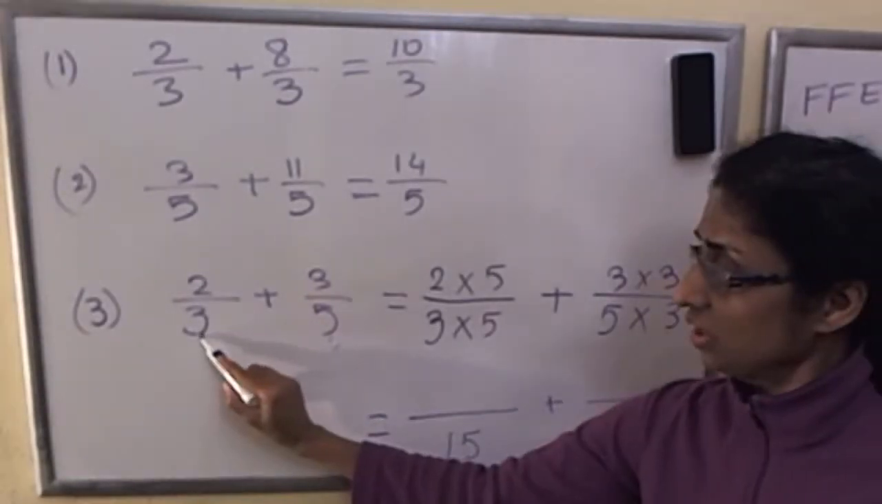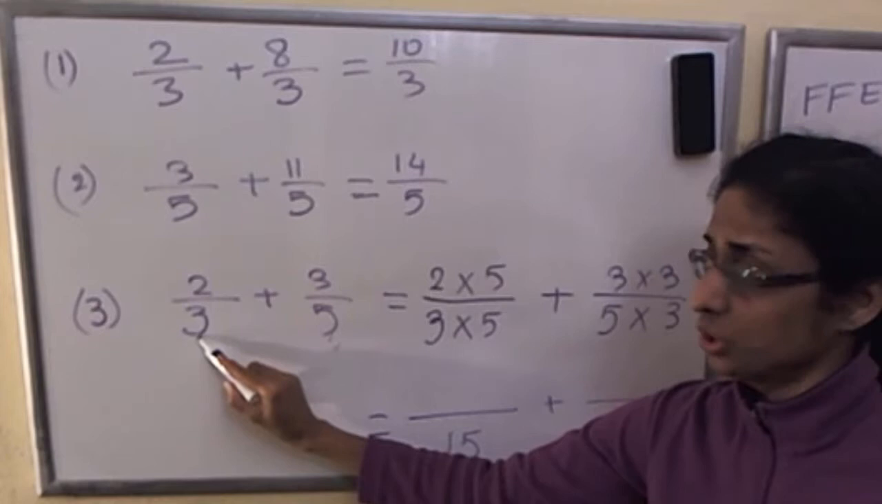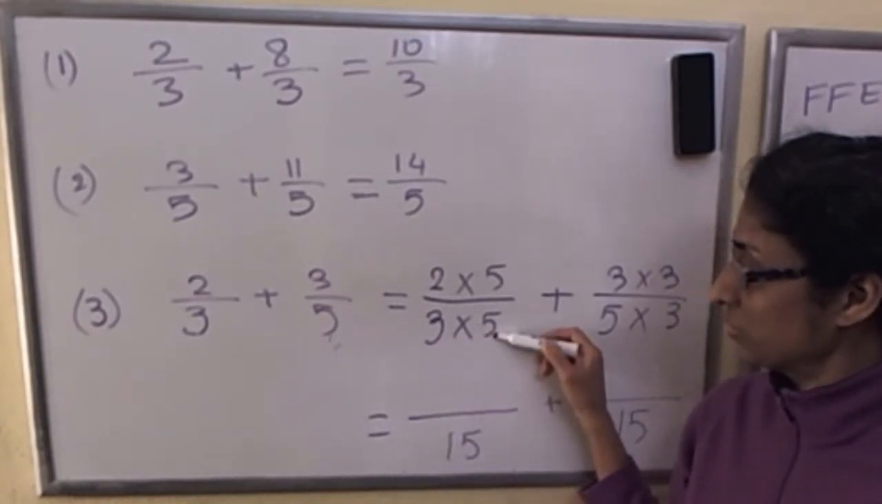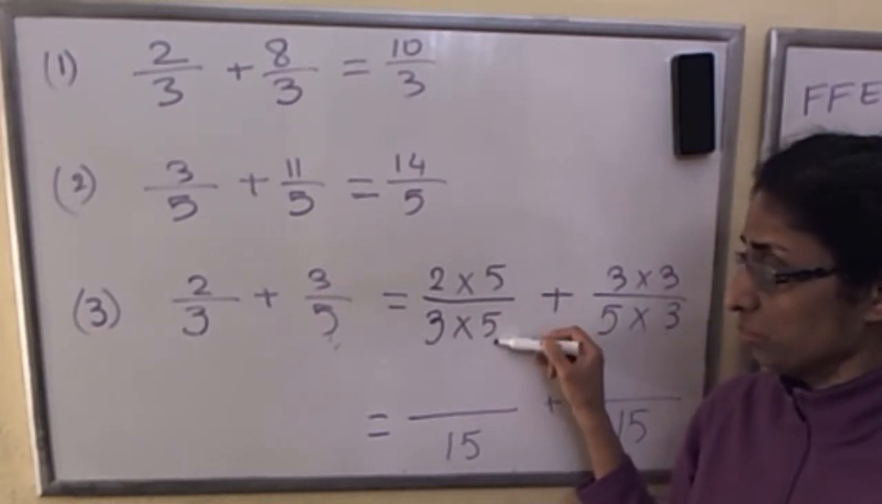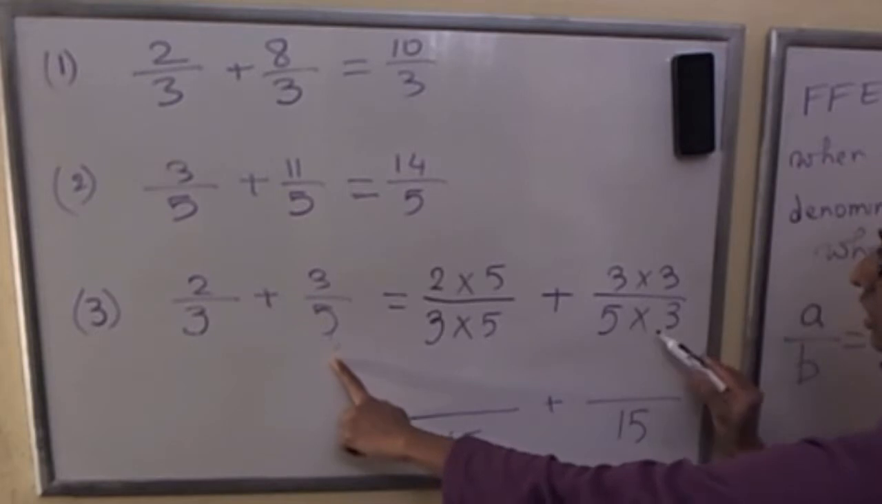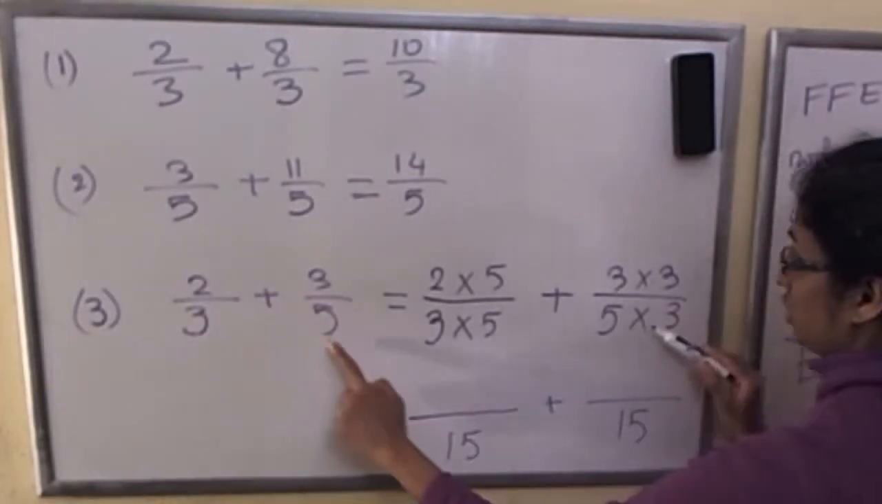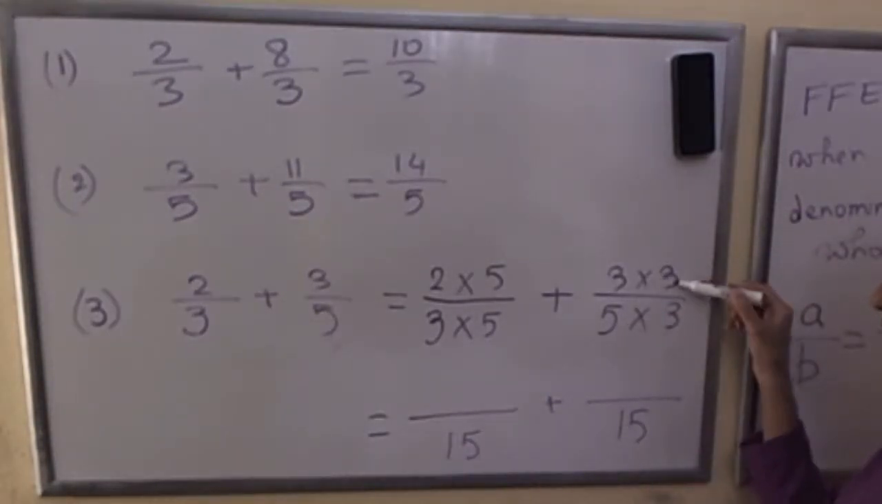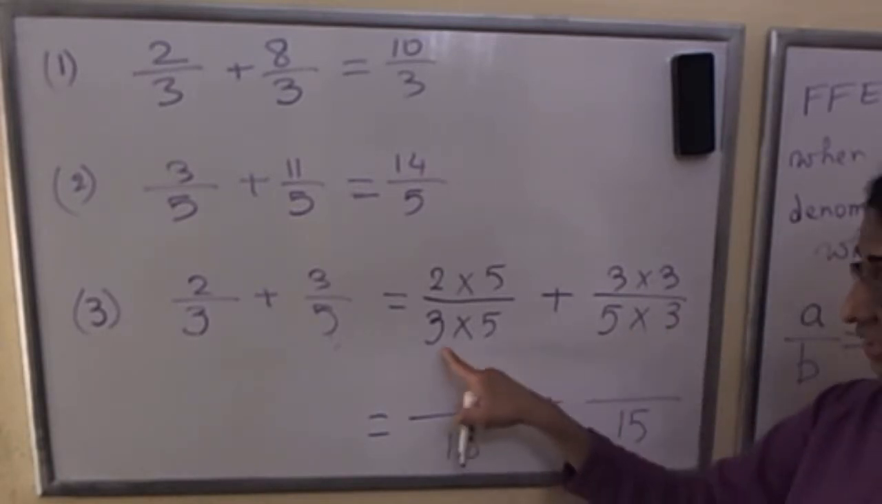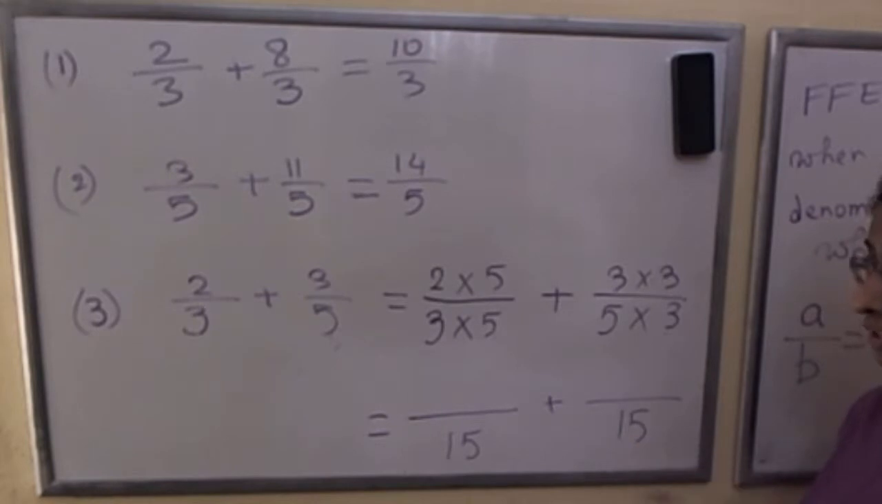Here the denominator was 3. I made sure the denominator was going to be 3 times 5. That's how I picked my 5 to multiply numerator and denominator. Here the denominator was 5. I made sure I picked this 3 and multiplied the numerator and denominator by 3. Then in the denominator I get 5 times 3, which is exactly the same as 3 times 5. That's why I get 15.